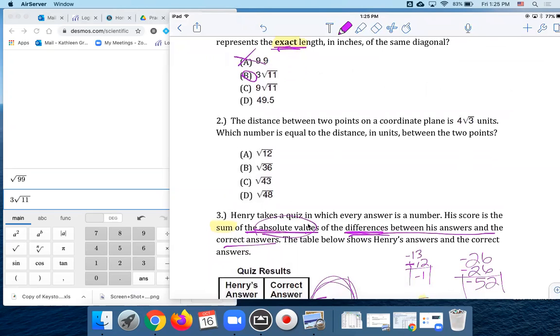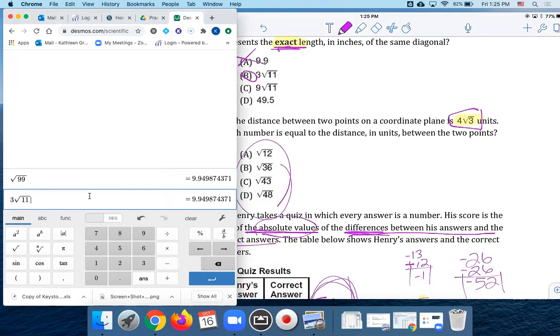Problem 2, the distance between 2 points in a coordinate plane is 4 square root of 3 units. What number is equal to the distance in units between the 2 points? So our question is saying which one of these choices equals this right here. So I do realize that some of you don't have a TI calculator to use. So I'm going to show you how to do it here on the Desmos. So first of all, we need to figure out, all right, what is 4 square root of 3? So I'm going to do 4 square root 3, and I get this decimal here. I'm going to do my down arrow so that stays up.